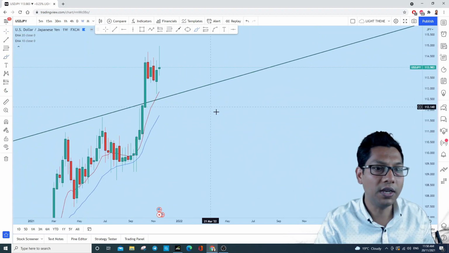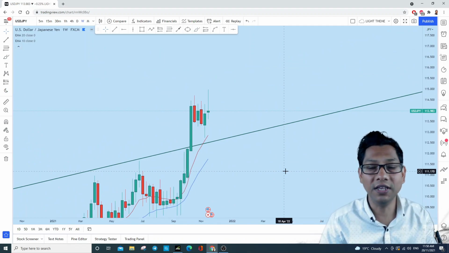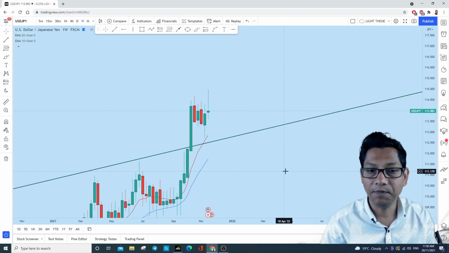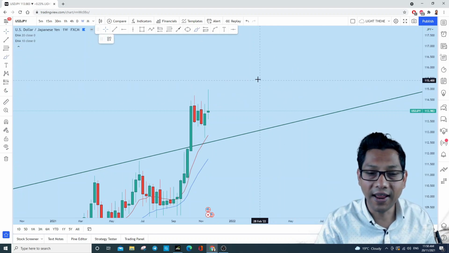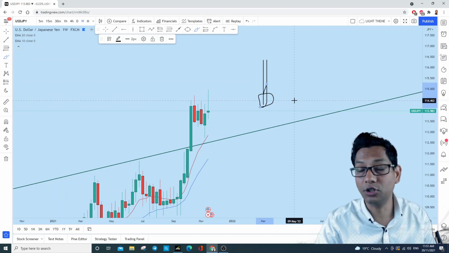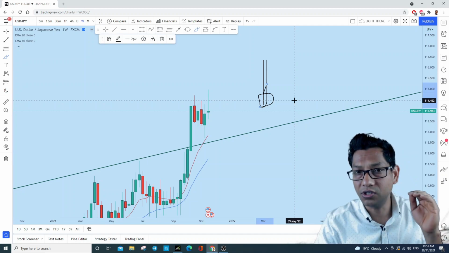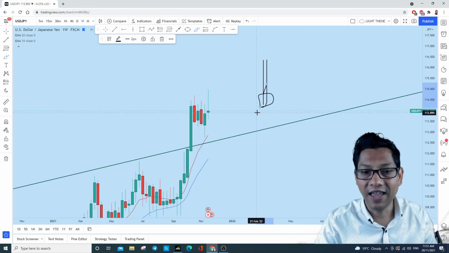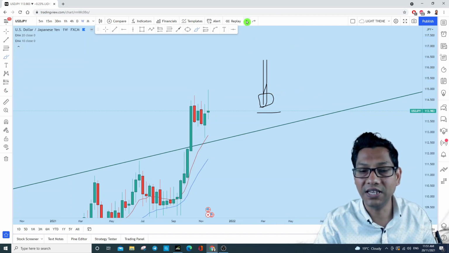Now on the weekly, what you see is a nice looking shooting star in this market. Now what is a shooting star? It is just the opposite of a hanging man. A shooting star is when you see a pin bar, a downward pin bar, on a level of support. Shooting star is a very profitable candlestick pattern, because in a shooting star you can have a very narrow stop loss and you can take a big profit from a single trade.